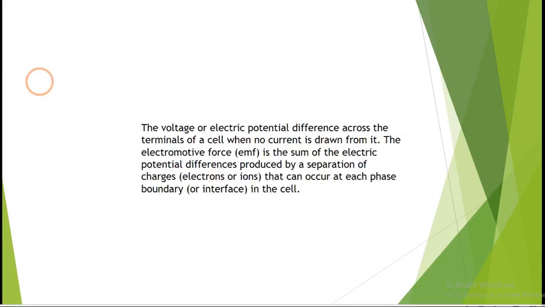It is the voltage or electric potential difference across the terminals of a cell when no current is drawn from it. The EMF is the sum of electric potential differences provided by a separation of charges, that is electrons or ions, that can occur at each phase boundary in a cell.